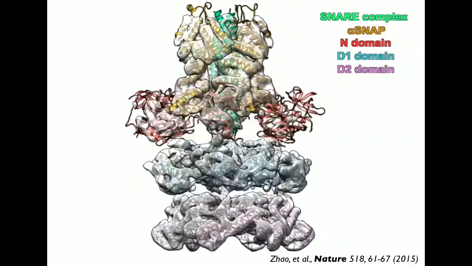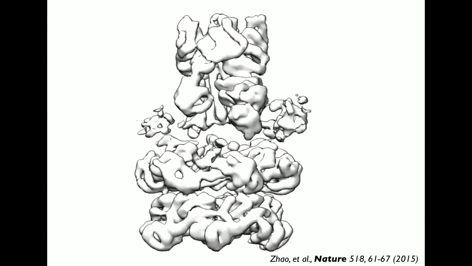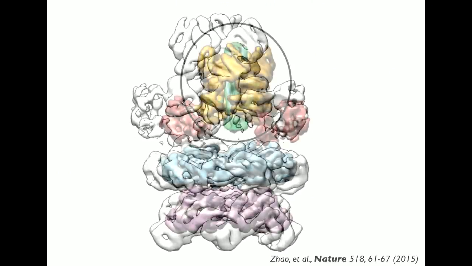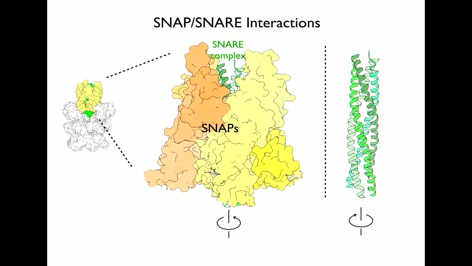Now, what are some of the insights we obtained from this structure? The first big surprise was at the top here, where there's a SNARE complex in the center, and these SNAP adapter proteins wrapped around the complex. And this is something we would have probably never predicted, that these adapter proteins are wrapping around the SNARE complex in the opposite hand.